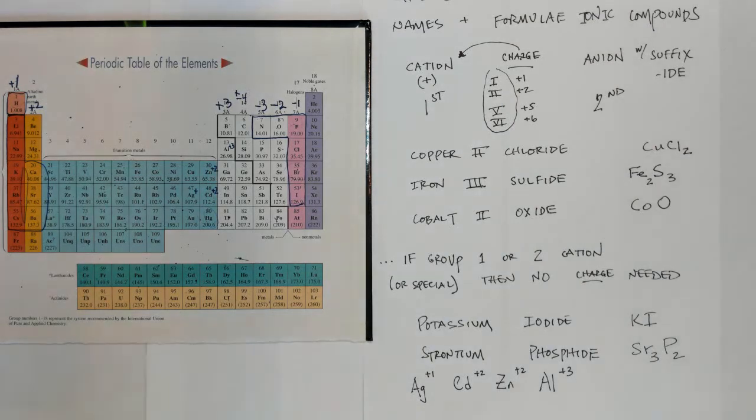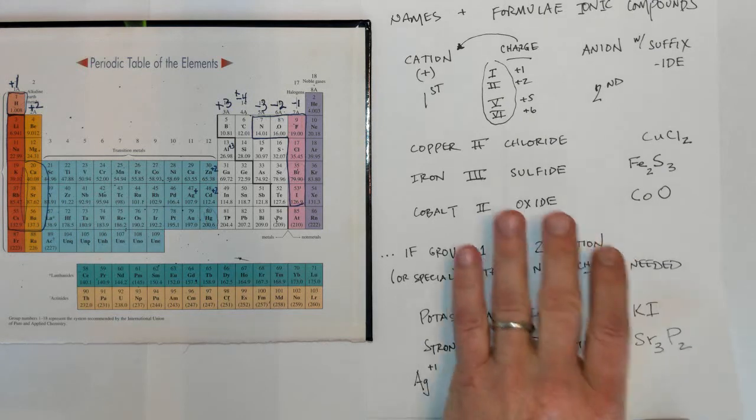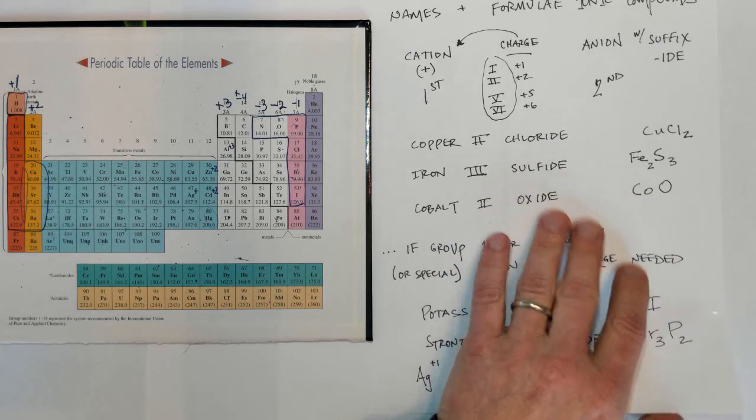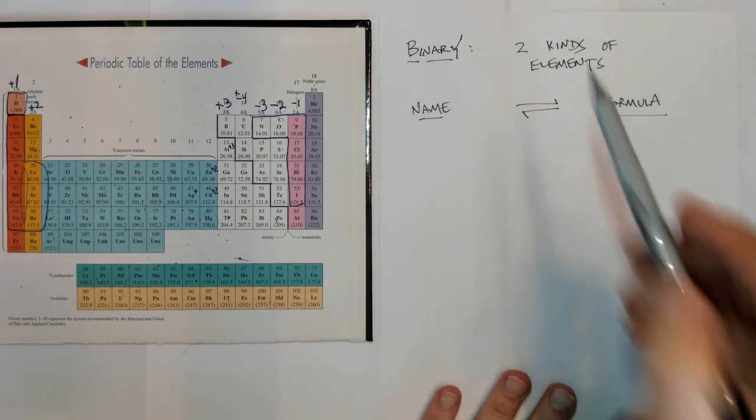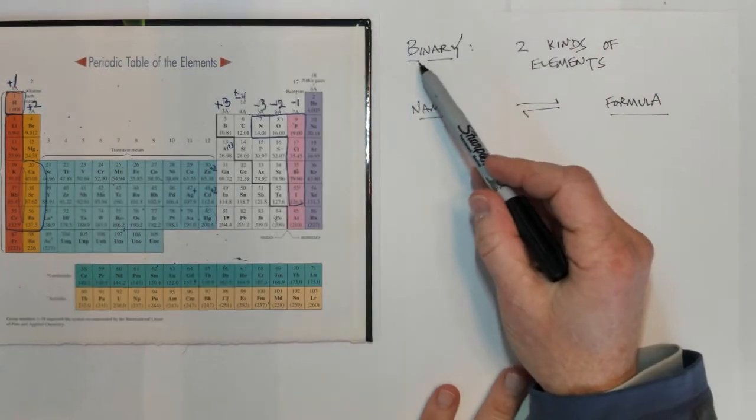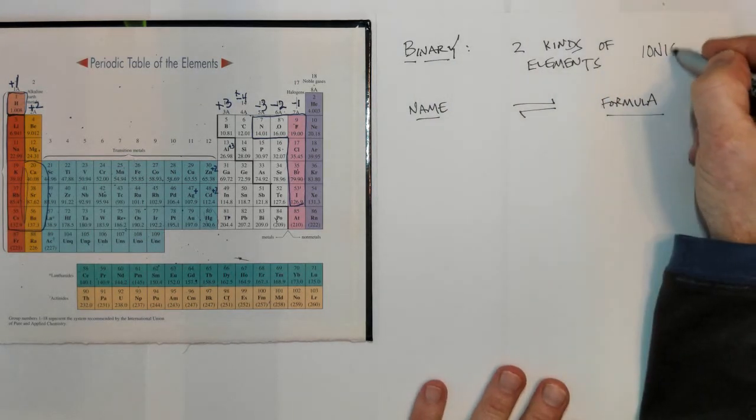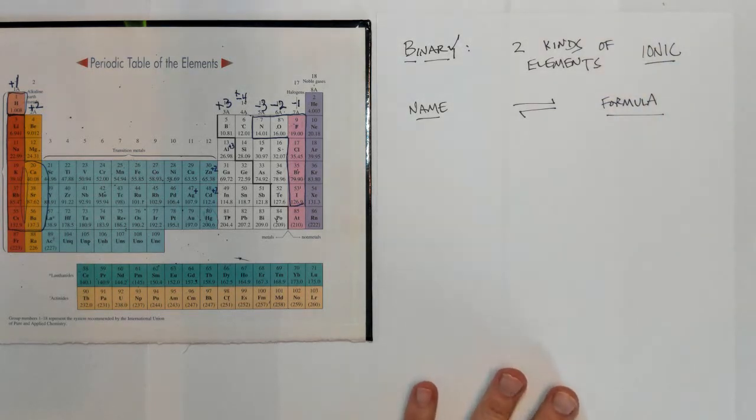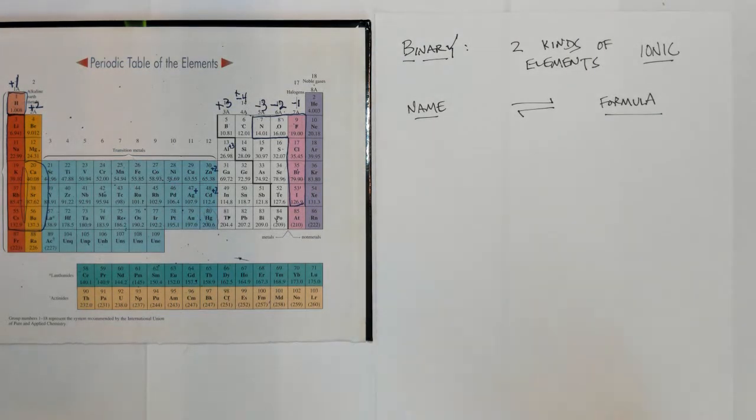in between them. So now that you have a little bit of background about which ones are special and what the format of a formula and a name looks like, let's look at naming the binary, meaning 2 kinds of elements, ionic compounds. The prefix bi means 2, binary. Ionic compounds means that there's an anion and a cation. And we'll look at lots of different examples of the names and formulas, and I'll explain to you how each one of them comes about their name or about their formula and vice versa.